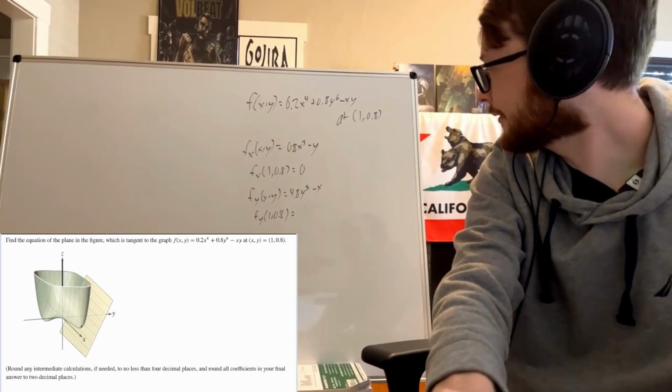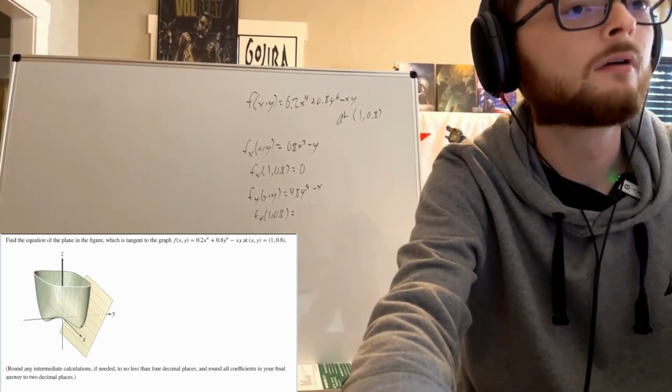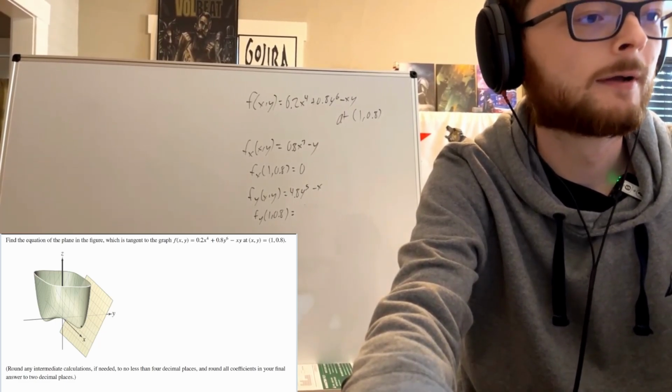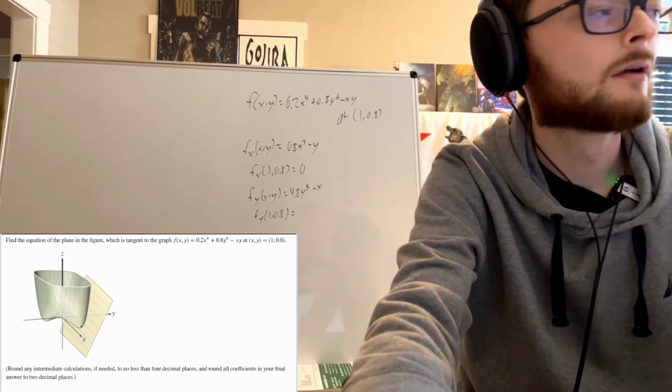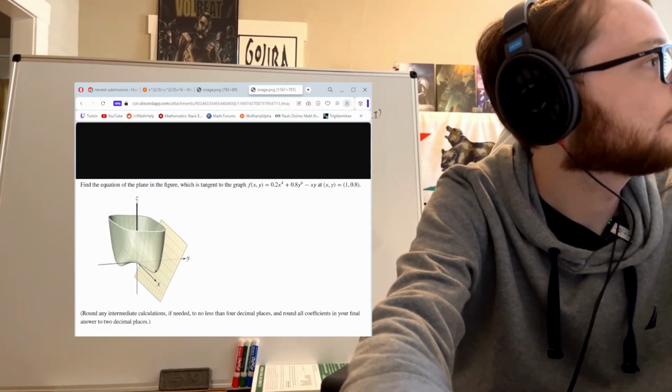Wait, so I got 0 for my f sub x. This person got 0.8, which is interesting. Which is cut off a bit. Okay, let me expand this back out.